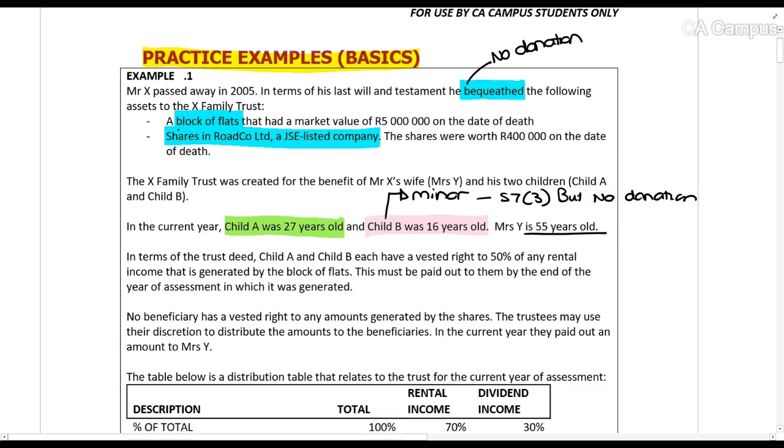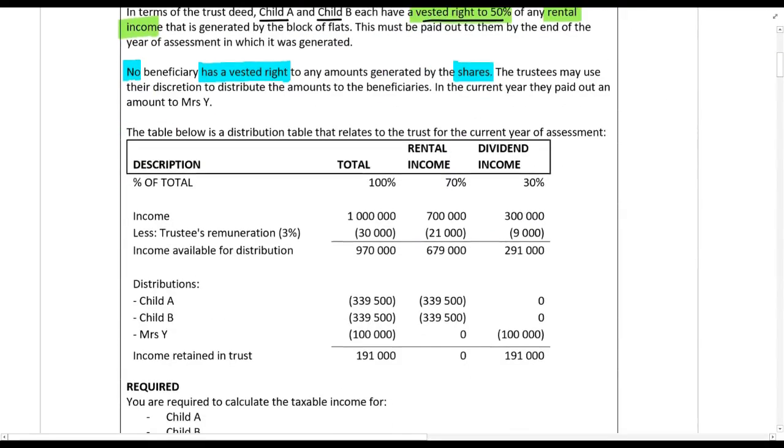In terms of the trust deed, child A and child B each have a vested right. See there? A vested right to 50% of any rental income that is generated by the block of flats. This must be paid out to them by the end of the year of assessment in which it was generated. No beneficiary has a vested right to any amounts generated by the shares. The trustees may use their discretion to distribute the amounts to the beneficiaries, and in the current year they paid out an amount to Mrs. Y. Then they give us what is called a distribution table.